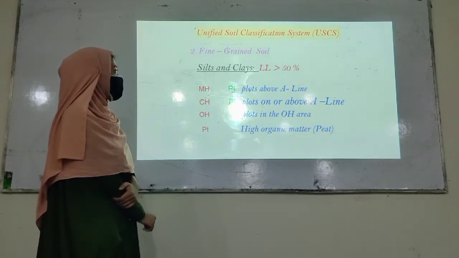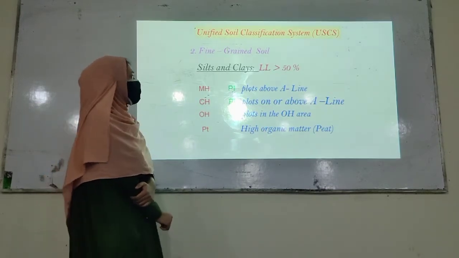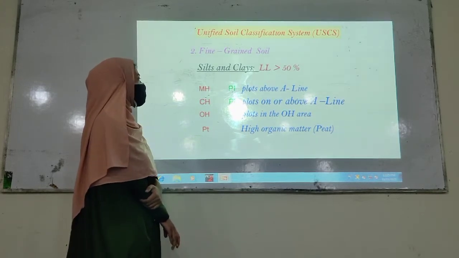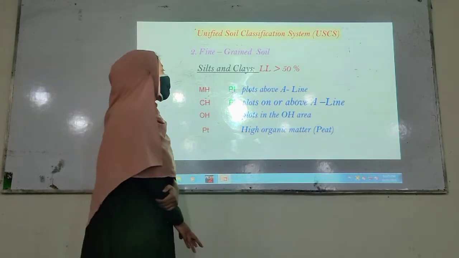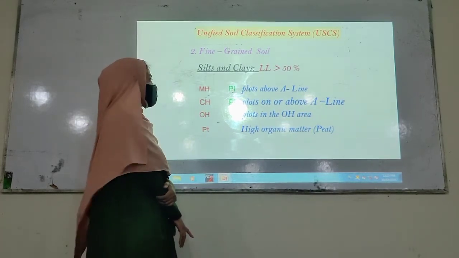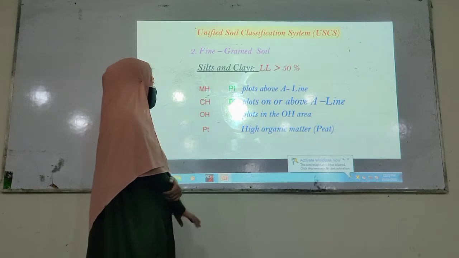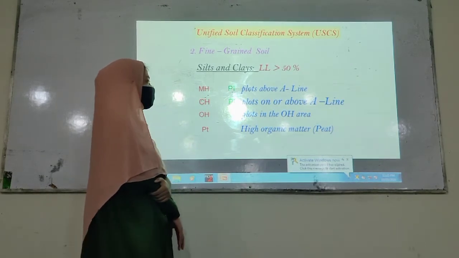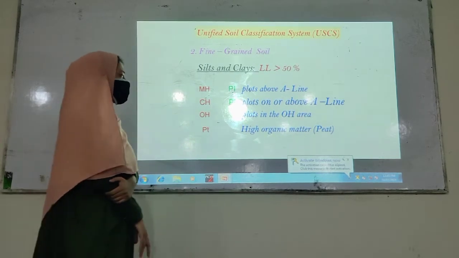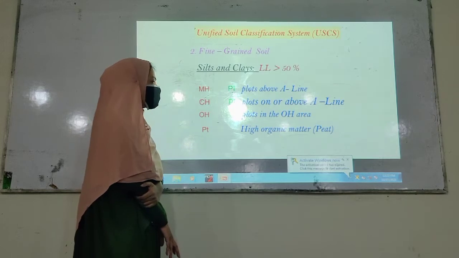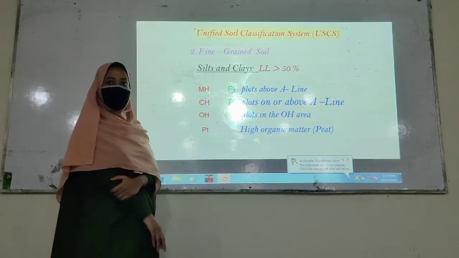Next one is fine grained soil. If the liquid limit is more than 50%, then it will be silts and clay. In the plasticity chart, there is a line called A line. We will find MH below the A line and we will find CH above the A line. And we will find OH in the OH area. And the last one is highly organic matter.